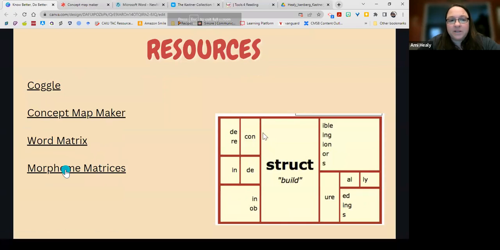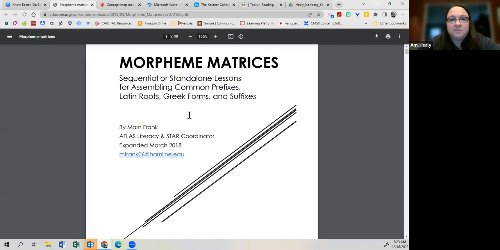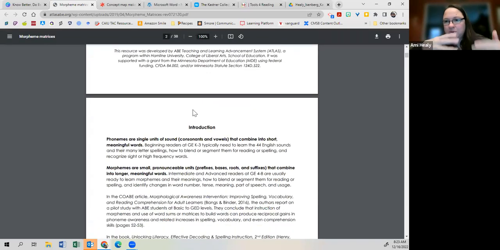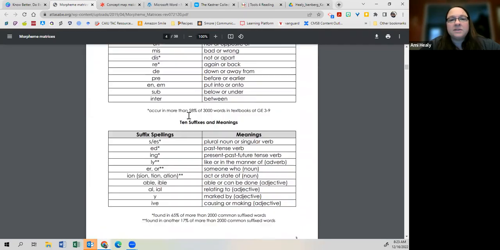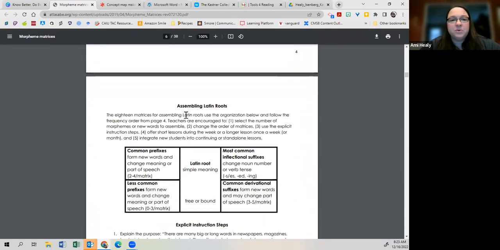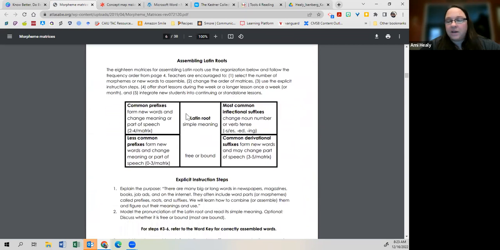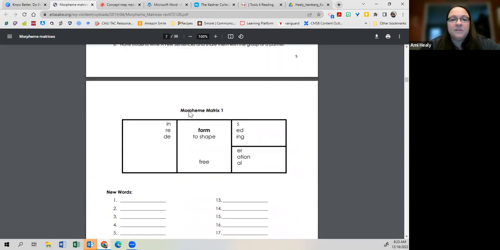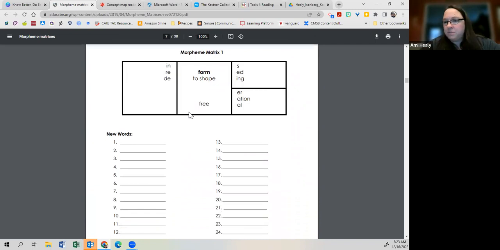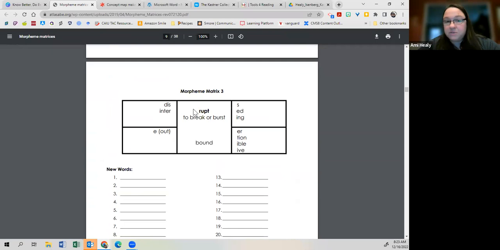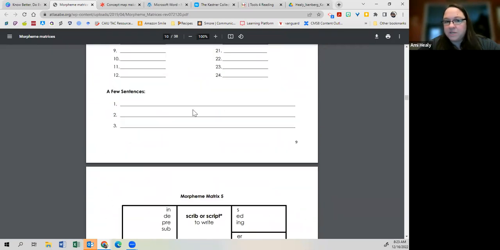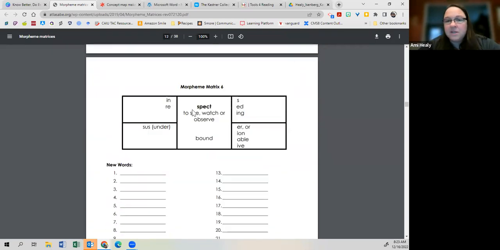And then the other one is morpheme matrices, the same thing. This one goes through almost like lessons that you can work through. It has a lot of the different roots in there and shows you how to put these together. Then here's a whole example of one that's already made for several different roots, and how you can make those matrices and have kids build them.